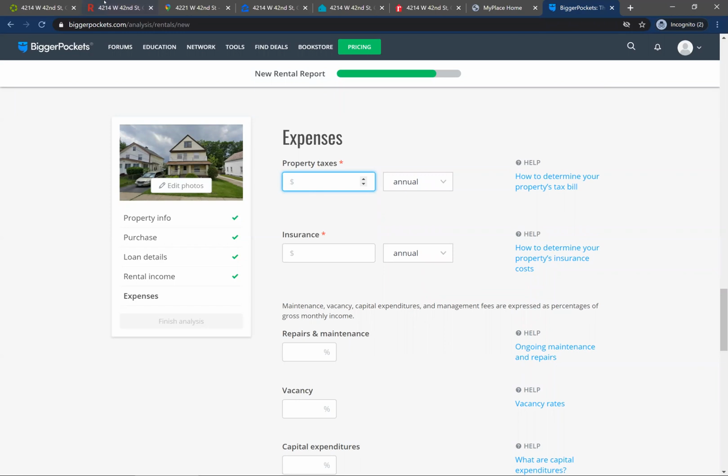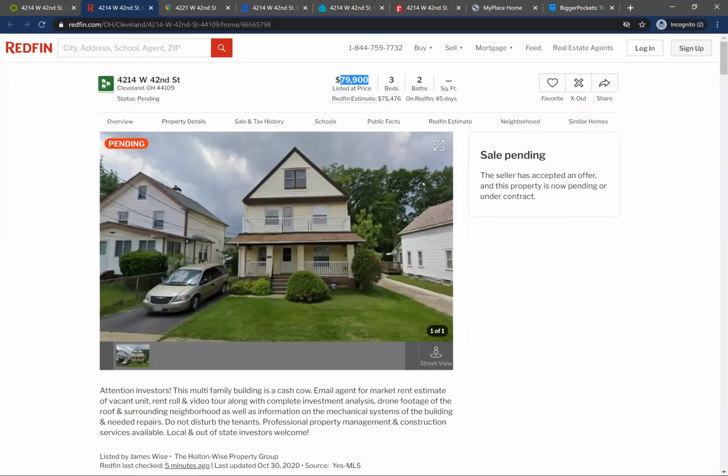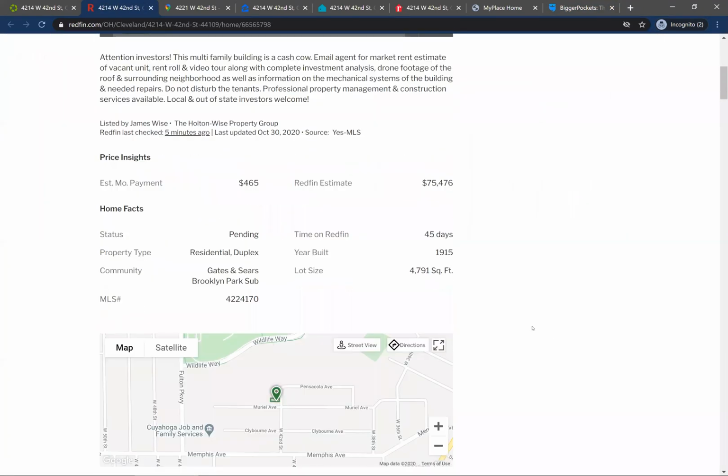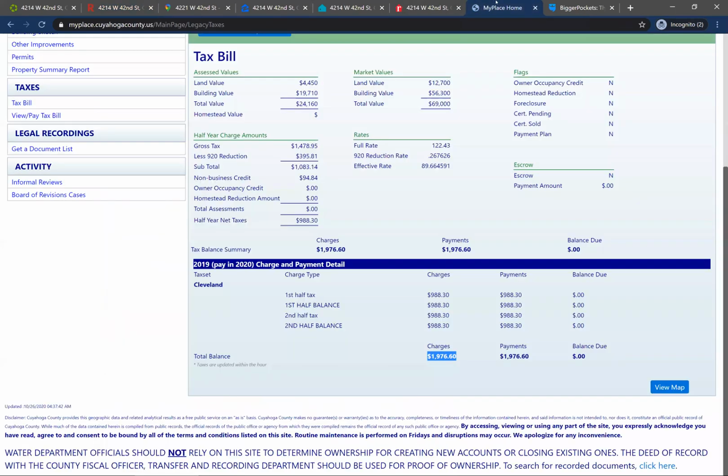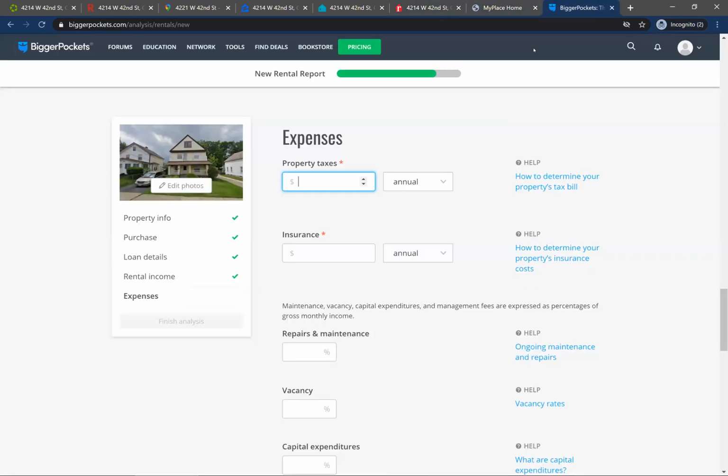For the property tax, if you go back to any of the sites, it will tell you what the property tax is. For this one, if you go back to the Redfin site, it seems like $1,976. We'll put in 1976. For insurance, normally a duplex costs around $1,000 per year. If it is a single family house, normally it's $600 to $700.